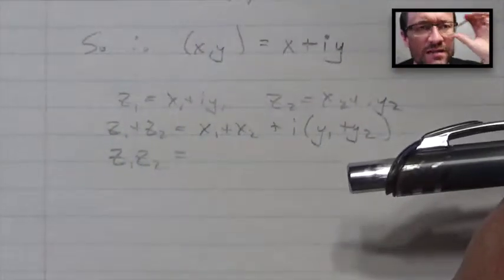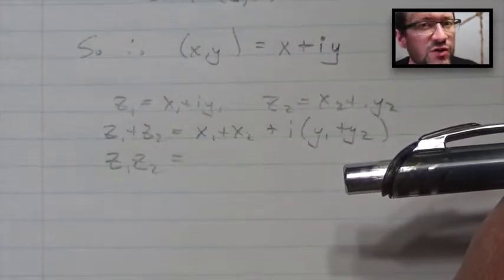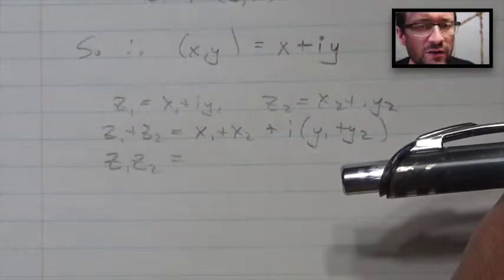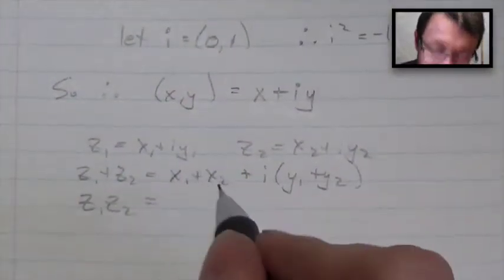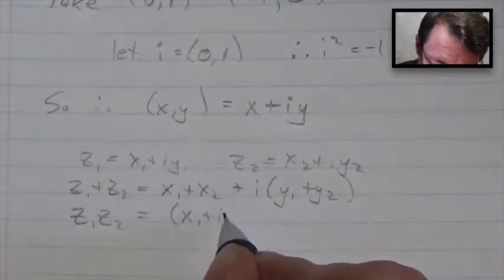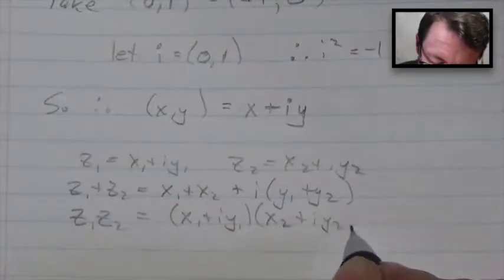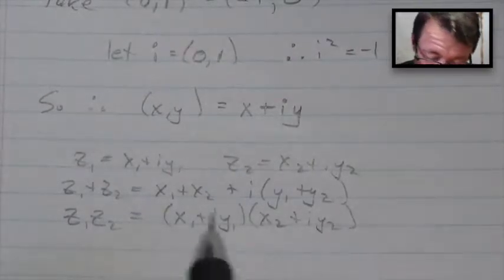I really like this because if you're at this point where you're watching this video because you're interested in complex numbers, you very likely have the algebraic tools that you need to understand where this is going. So we're going to multiply these two binomials together: x1 plus iy1 multiplied by x2 plus iy2. Now, it's just distribution.